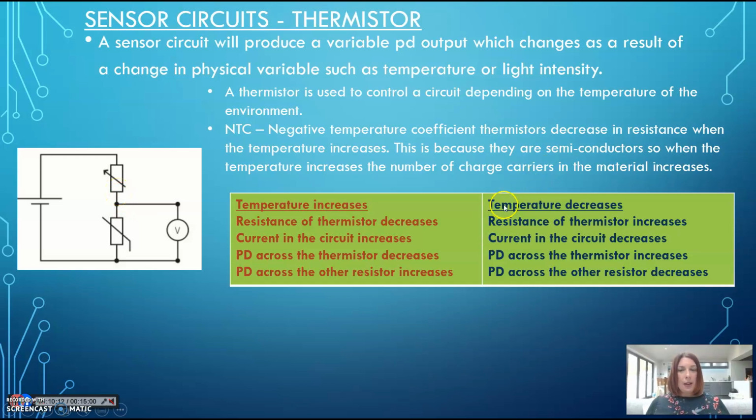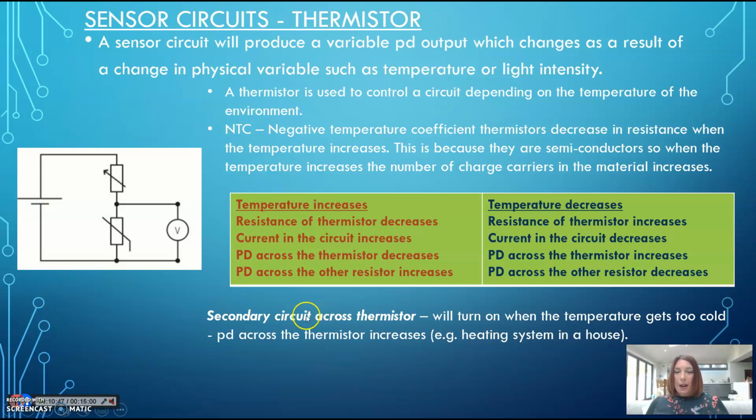If we do the opposite, if we decrease the temperature, the resistance of the thermistor increases, the current in the circuit decreases, you've made this resistance bigger, and so the total resistance is now bigger, so you have less current. The potential difference across the thermistor increases, so its resistance is increased, so it's harder for the electrons to flow through, so they have to give up more energy. And therefore the potential difference across this one will reduce, so that they both still add together to make the EMF of the power supply.